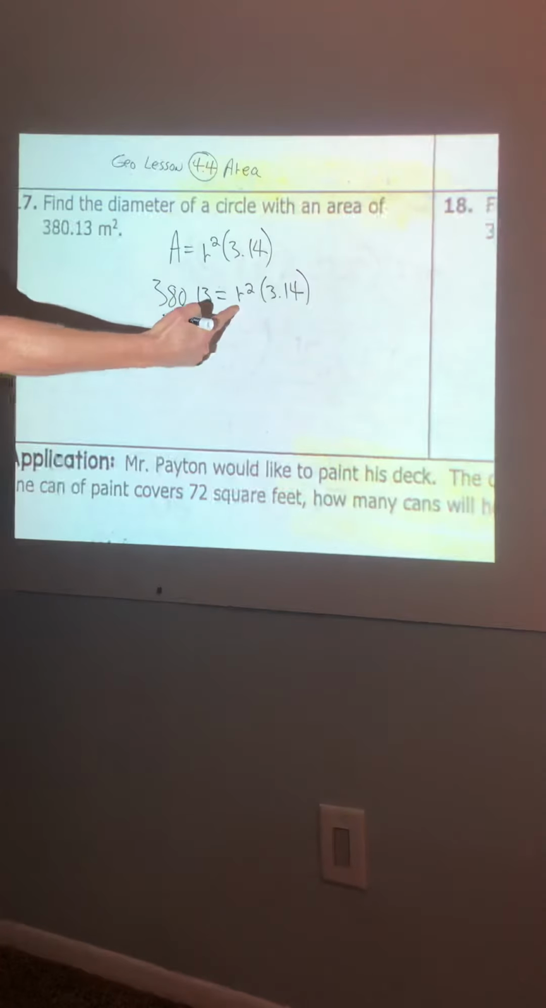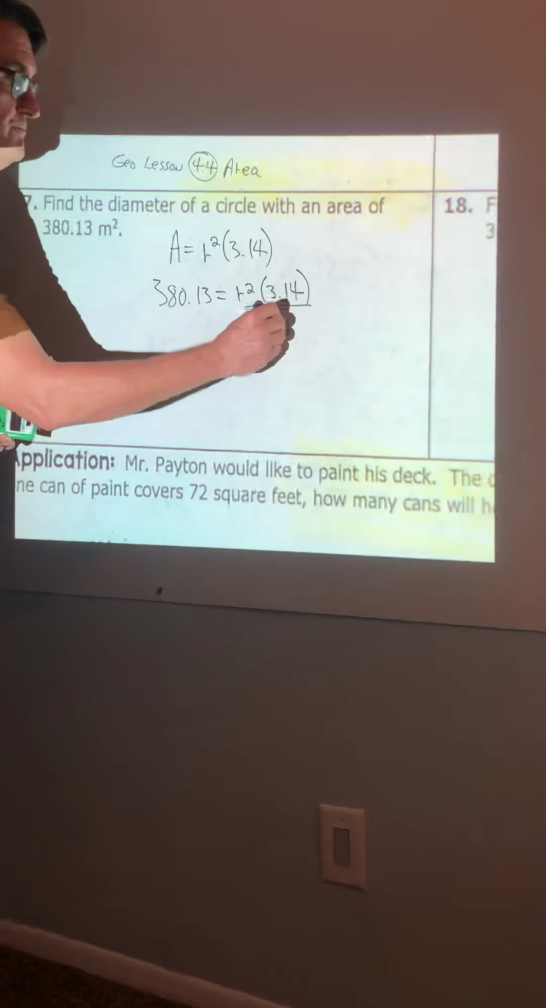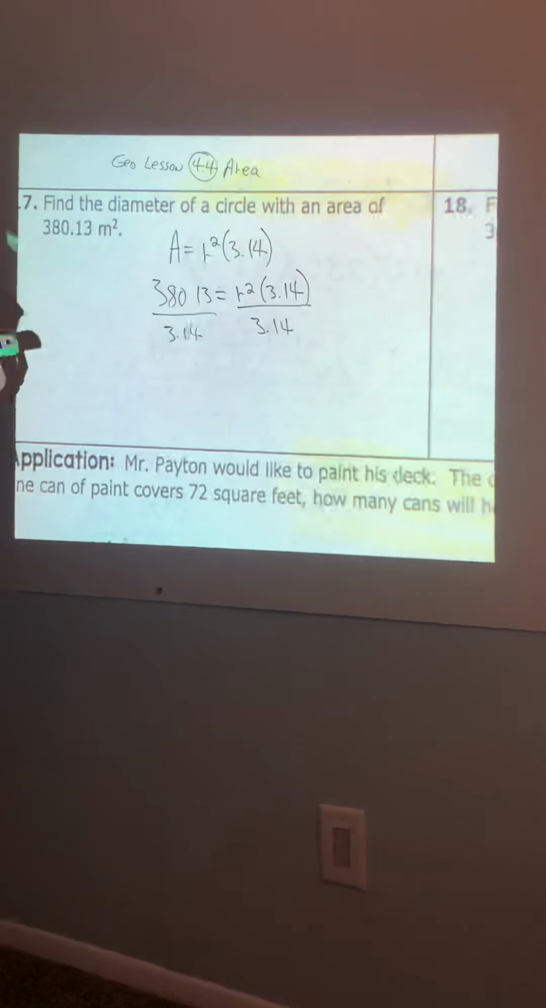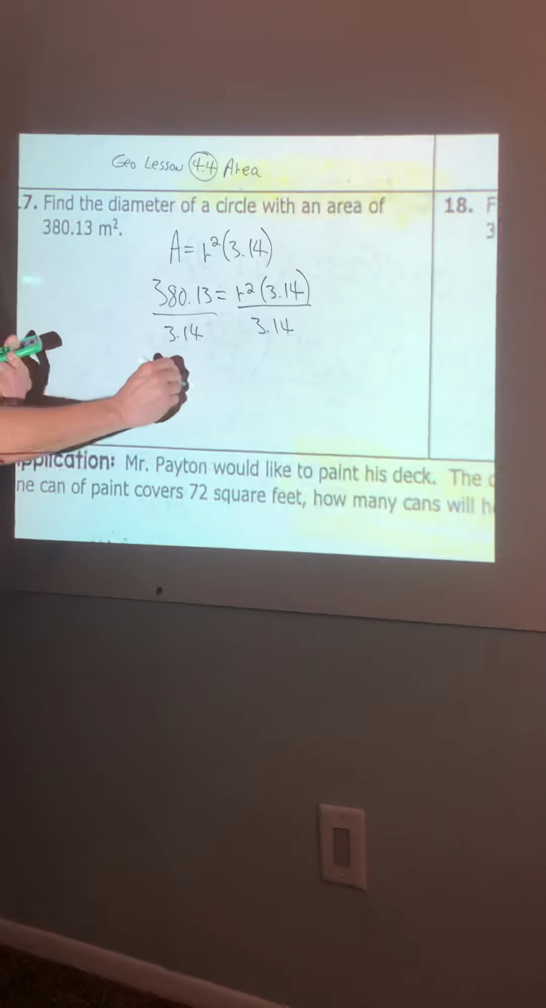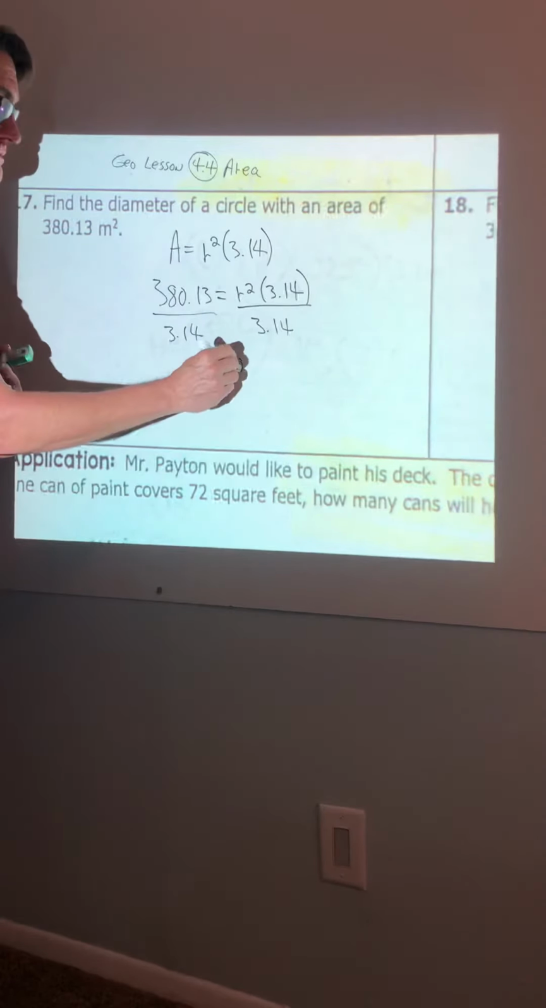We're trying to find this variable first. So now we're going to go back to Algebra 1 because you know everything goes back to Algebra 1. And I'm going to solve for r. Take out my trusty calculator, 380.13. Remember you type that in first, divided by 3.14. And I get a grand total of 121 and some change. So I'm just going to leave it as 121 equals radius squared.